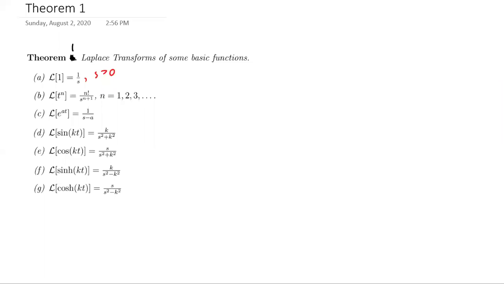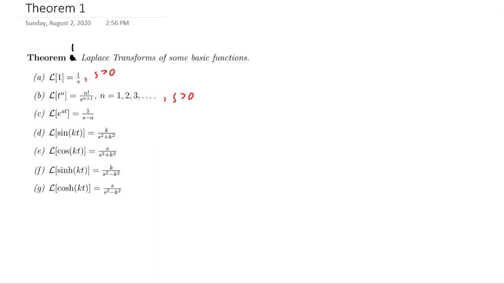So let me check. Okay, so I checked, and yeah, the theorem in the book doesn't have any conditions on s. We'll see other conditions on s. So for example, we saw that for t, s has to be greater than 0. I believe that for t to the n, s has to be greater than 0. Now, the reason why the book doesn't give you these values of s, so it's basically asking what's the domain of this function 1 over s, what's the domain of this function n factorial over s to the n plus 1.